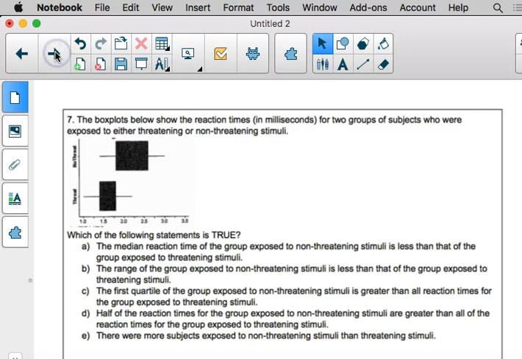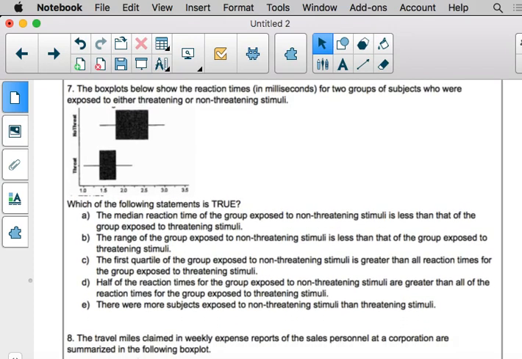And continuing right along. The box plot below shows the reaction times in milliseconds for 2 groups of subjects who were exposed to either threatening or non-threatening stimuli. Which of the following statements is true? The median reaction time of the group exposed to non-threatening stimuli is less than that of the group exposed to the threatening. It's hard to see, but there is a line in the middle of each of those boxes, right? That line inside the box represents the median.